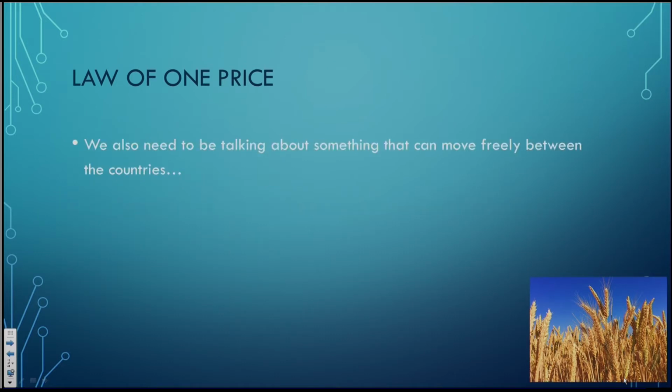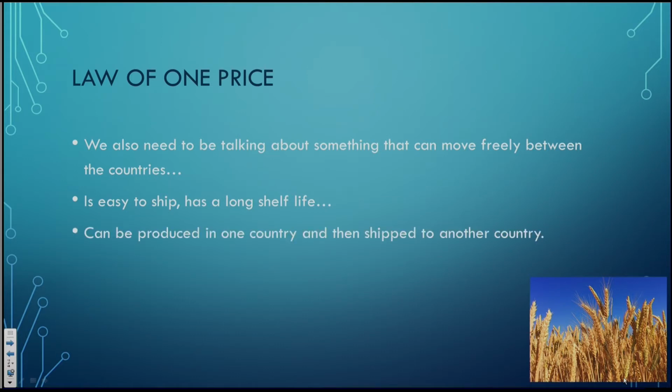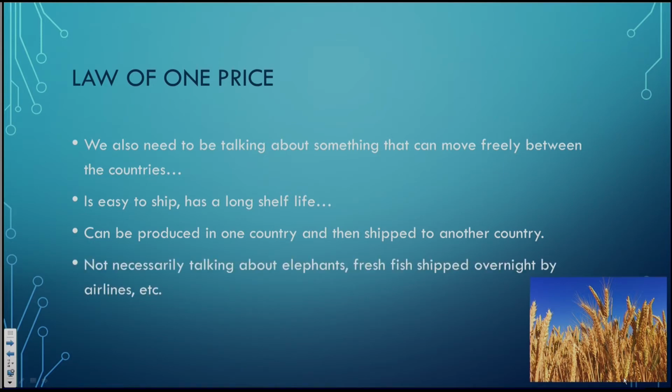We also need to be talking about something that can move freely between the countries. So it's got to be easy to ship. It's got to have a long shelf life, right? We can't have it going bad in 2 or 3 days. It can be produced in one country and then shipped to another country. So that's the kind of commodity we need to be talking about, which means we're not talking about shipping elephants to zoos around the world, and we're not talking about fresh fish that we're shipping overnight by the airlines. We've got to be talking about something that's pretty sturdy, pretty hardy with a shelf life.